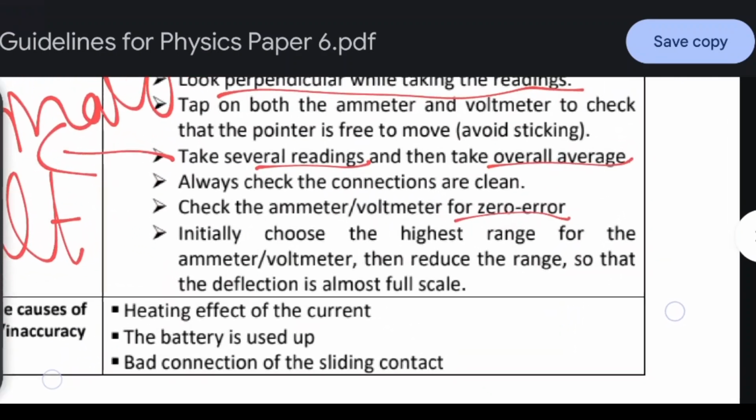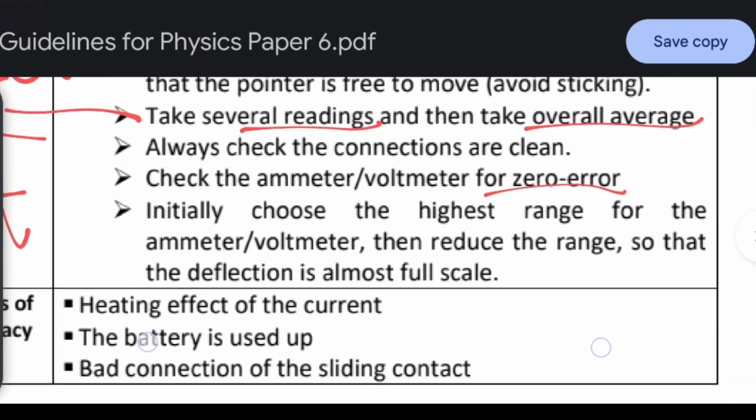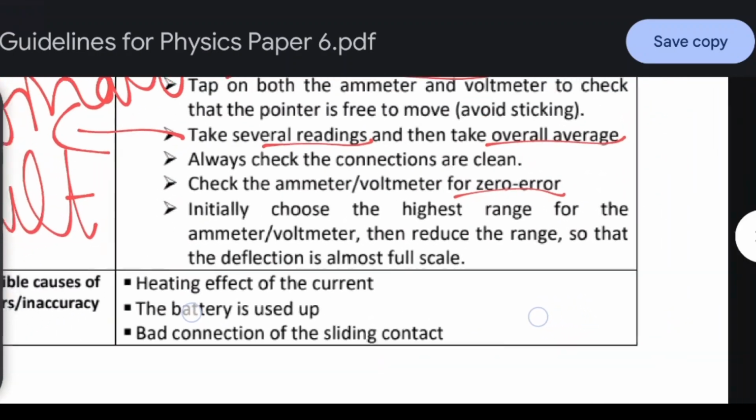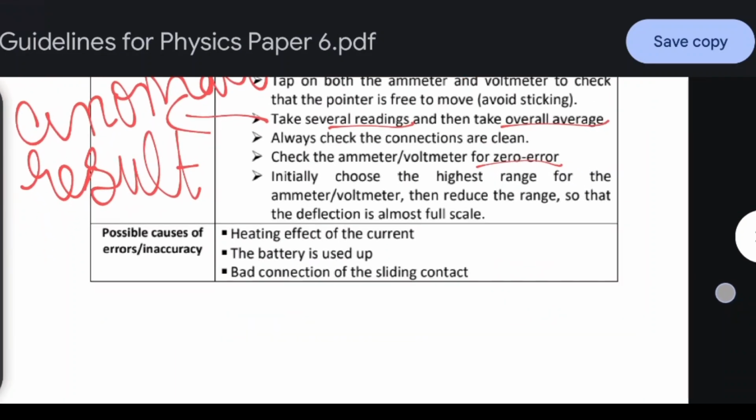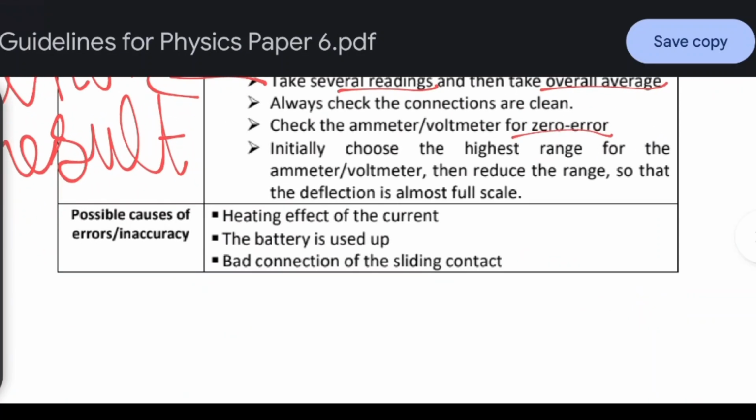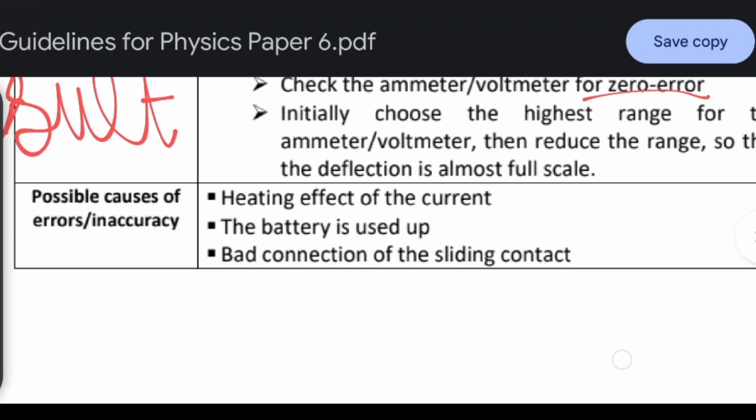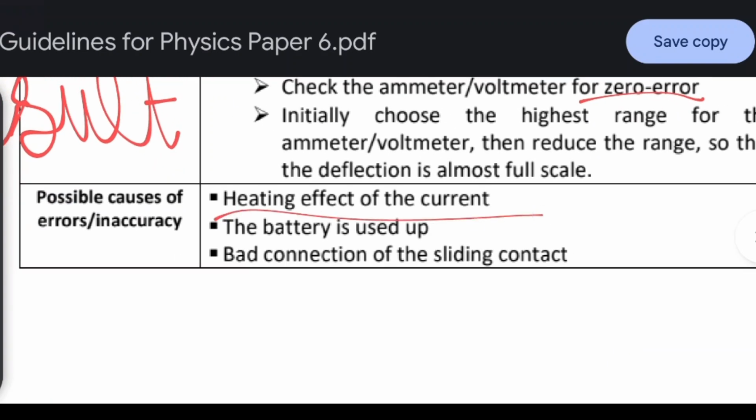Okay. Next, initially choose the highest range for the ammeter and voltmeter, then reduce the range so that the deflection is almost full scale. So you start with a high range and then reduce the range so that the deflection is like full scale. Okay. Possible causes of errors: heating of the wire.